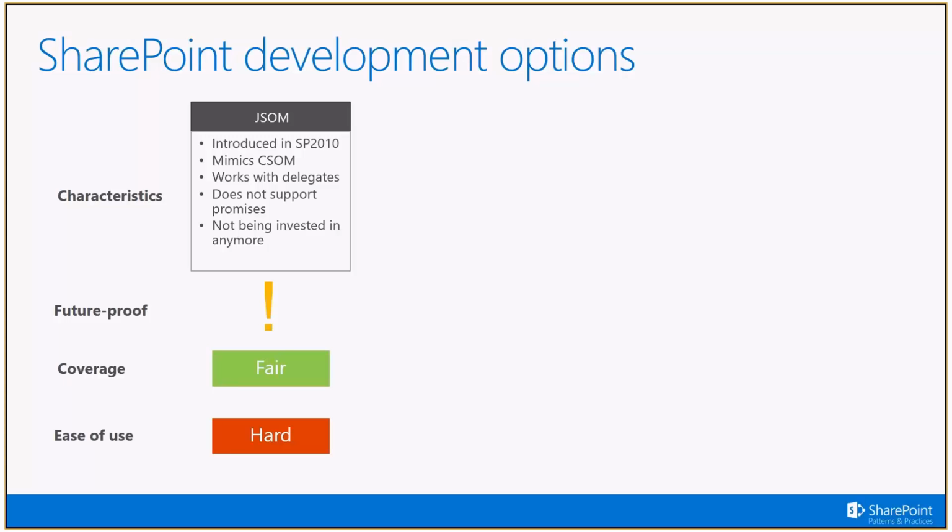Then for all of these options, like we started with the JavaScript object model, we have three different aspects which we're rating. Because we are no longer investing in the JavaScript object model, we don't consider it really future-proof, and that's why there's an exclamation mark on that section. The coverage for JSOM is fair. It's not that big if we compare it to all of the REST APIs which are available within SharePoint. And the ease of use is hard, especially considering SharePoint Framework deployment.